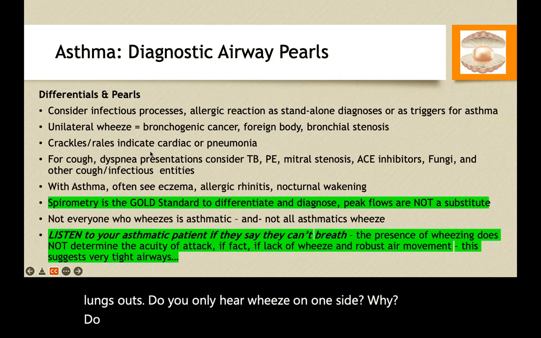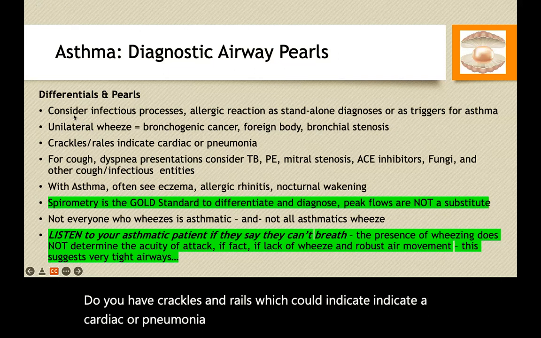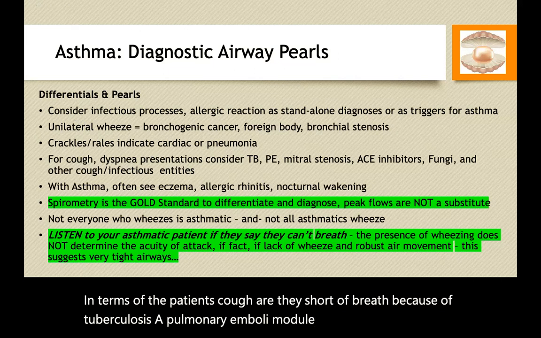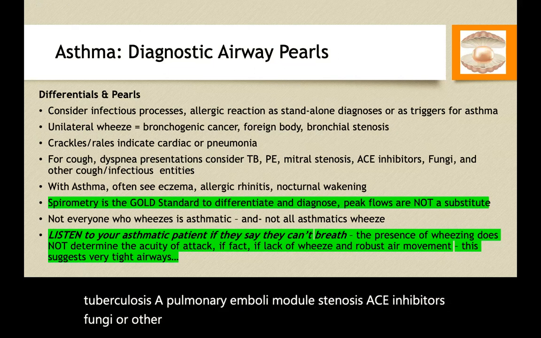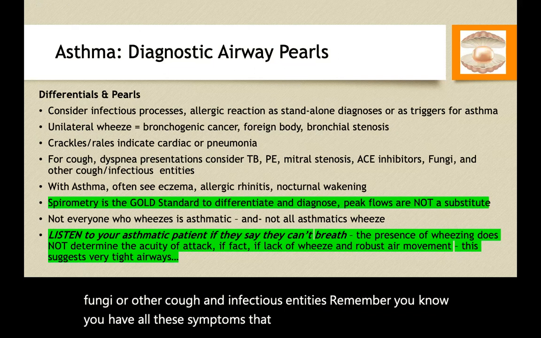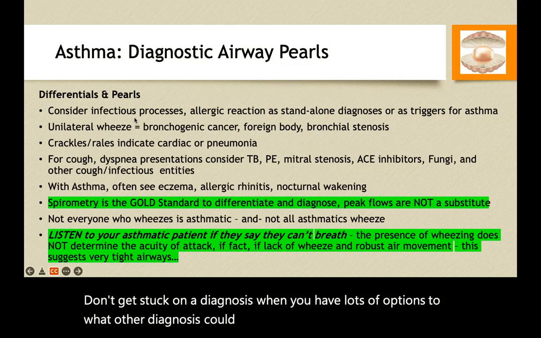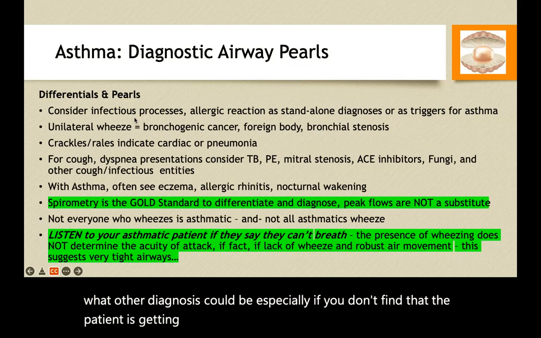Do you have crackles and rales, which could indicate a cardiac or pneumonia issue? In terms of the patient's cough, are they short of breath because of tuberculosis, a pulmonary emboli, mitral stenosis, ACE inhibitors, fungi, or other cough and infectious entities? Remember, you have all these symptoms that you're being presented with. Don't get stuck on a diagnosis when you have lots of options for what other diagnoses could be, especially if you don't find that the patient is getting any better with your current treatment plan.